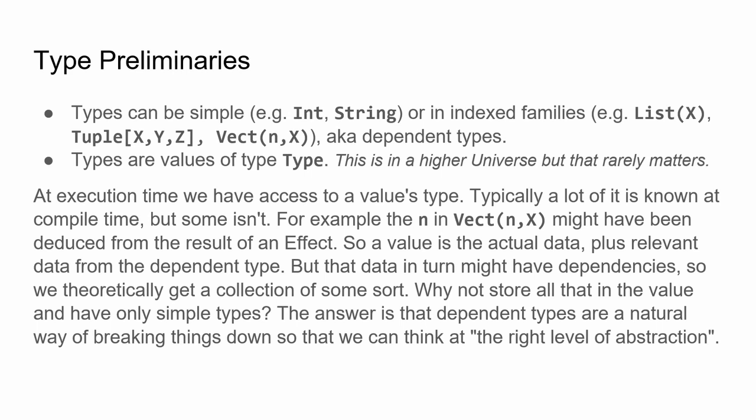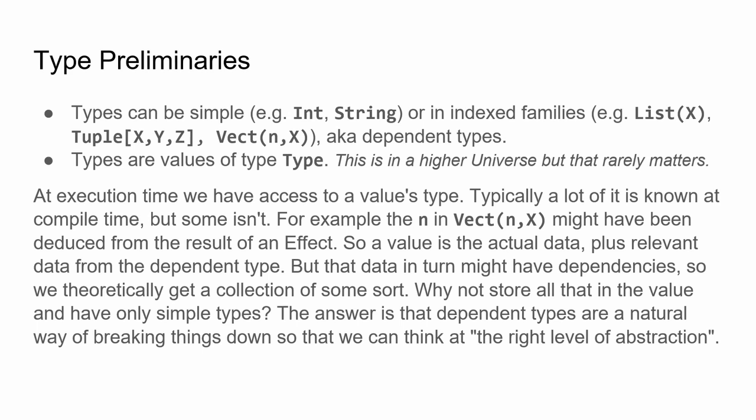So the value is the actual data plus the relevant data from the dependent type, and that data might in turn have dependencies, and so theoretically we get a stack of these things, though in practice it really rarely goes very far.